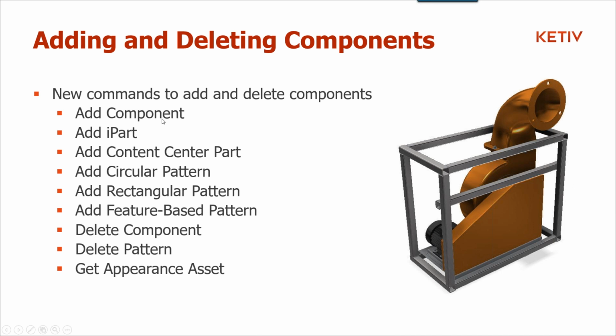Obviously, we want to be able to add components. We can also add iParts. We can add content center parts. Through code, we can actually add a circular pattern, rectangular pattern, or feature-based patterns. We can delete components. We can delete patterns. And we can even get the appearance. So, if we have a specific component set at some type of appearance, we can go ahead and get that, and we can set those appearances as well.